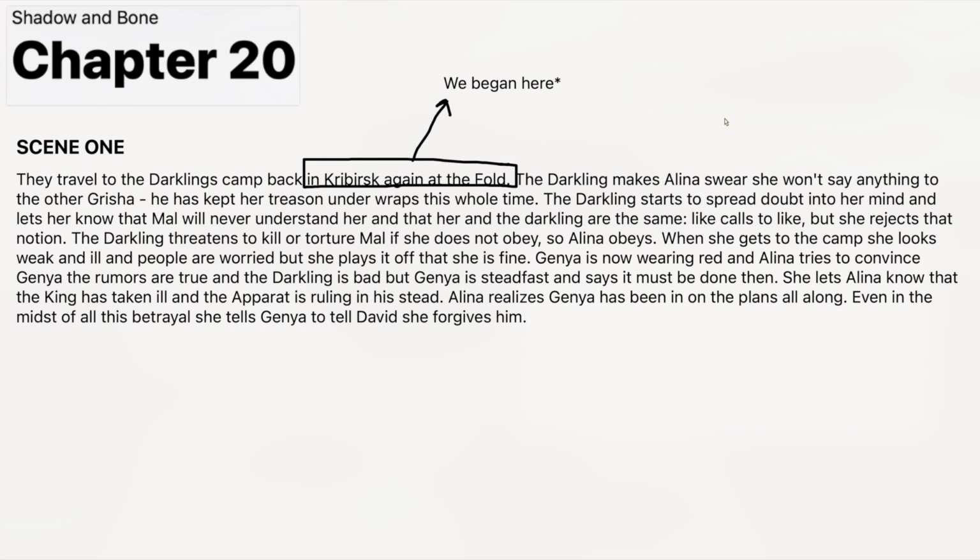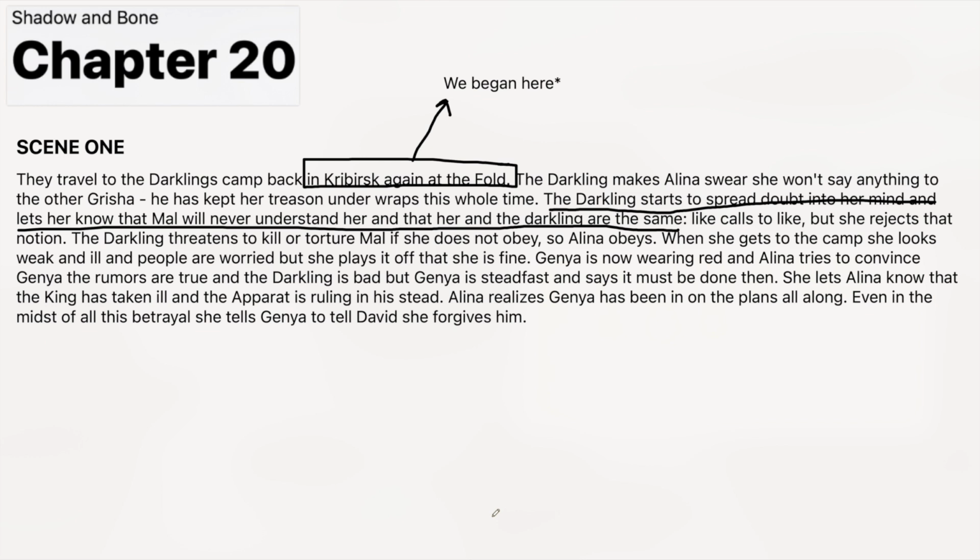The Darkling makes Alina swear she won't say anything to the other Grisha. He has kept her treason under wraps this whole time. So the Darkling starts to spread doubt into Alina's mind and lets her know that Mal will never understand her and that her and the Darkling are the same. And this was a bad line, but this is important, so hold on to that. There's a saying in this book that Leigh uses to describe the magic of like calls to like, and the Darkling here is saying, you and me, Alina, we are alike. We call to each other. But she rejects that notion. The Darkling threatens to kill or torture Mal if she does not obey his orders, and so Alina obeys.